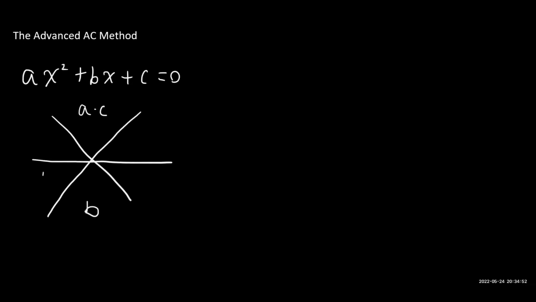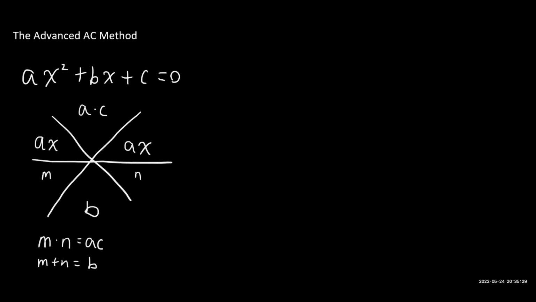On the bottom right and bottom left, we want to figure out two values so that M times N is equal to AC, and M plus N is equal to B. Okay, so that's the basic setup for the AC method. Now, the advanced AC method has one little difference: in the two spaces above, we're going to put in the first term, but without the square. Namely, we're just going to have AX and AX right here. That's basically the setup.